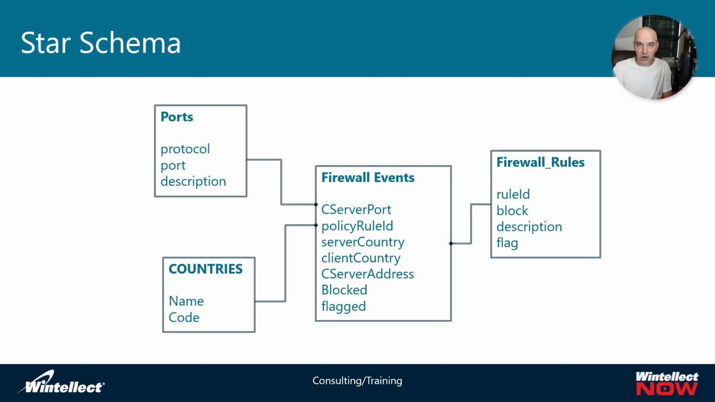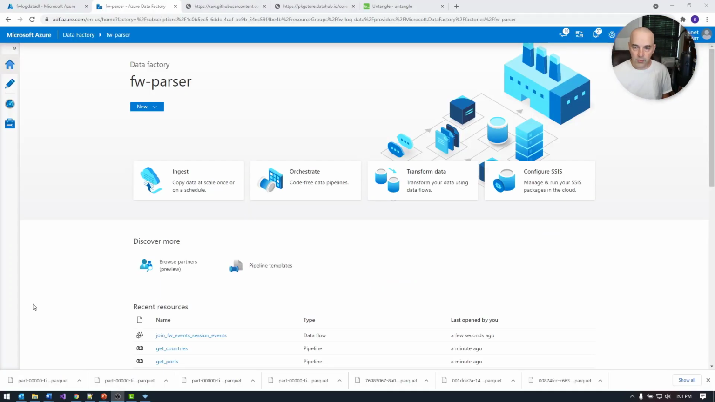So this is my star schema that I'm going to show you how I implemented inside of Data Factory. We're going to look at some pipelines and some data flows that give me these dimension tables, as well as continue to work with this particular data flow and pipeline that gives me this firewall events fact table that I've been working with. So now I want to look at my data lake and my data factory that I'm associated with that.